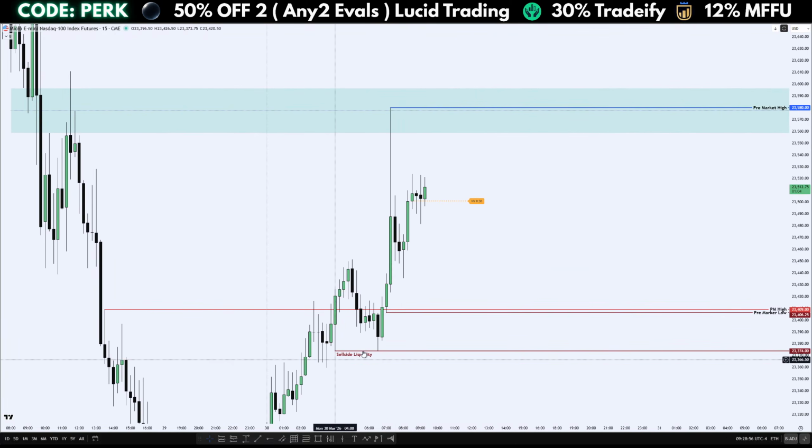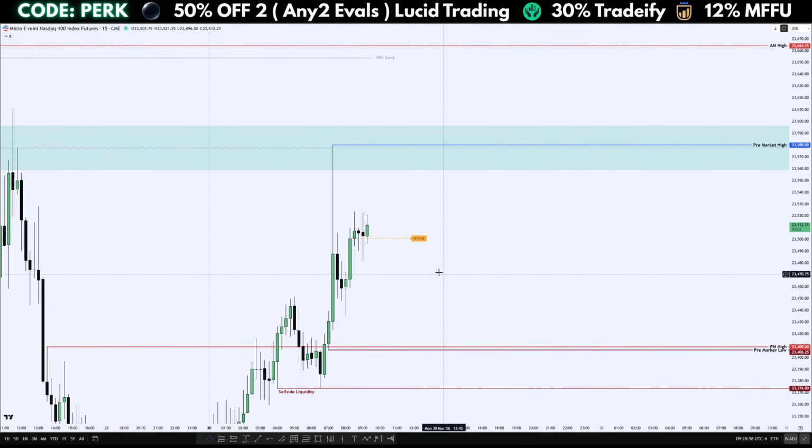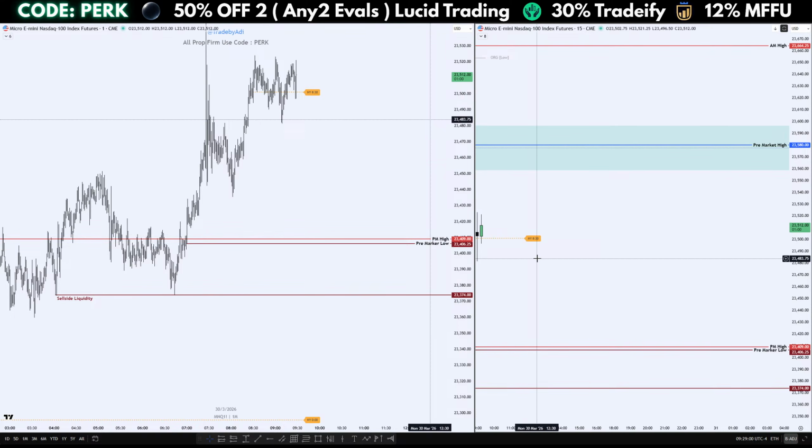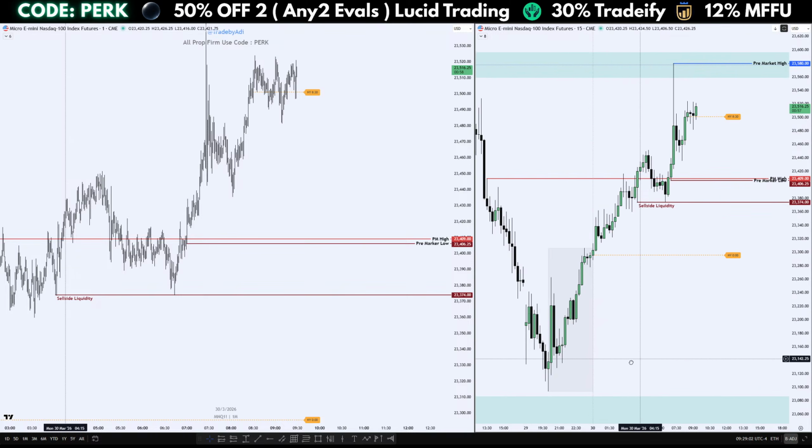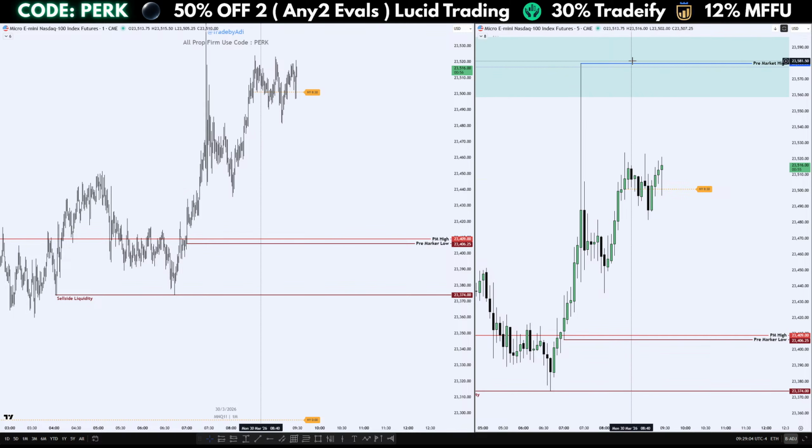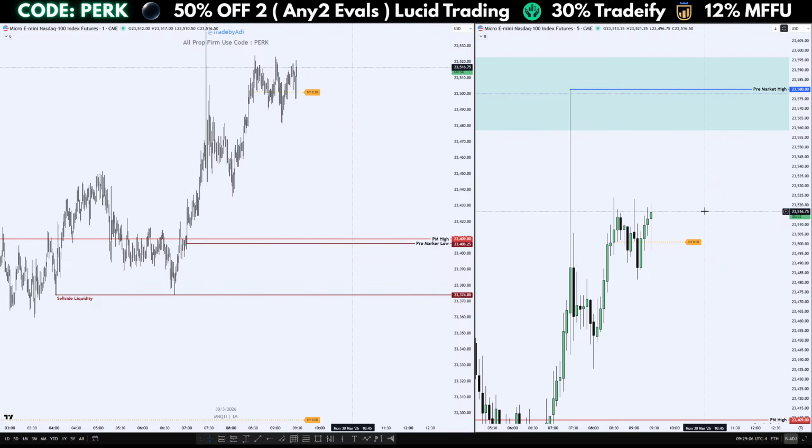We do have these equal lows also, and we also have this fair value gap. We will just check it, guys. We are not going to do any force. We are not going to force any trade and everything.